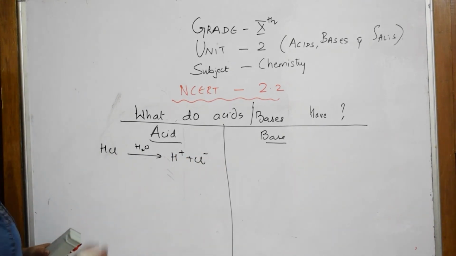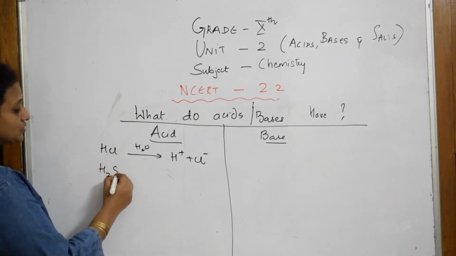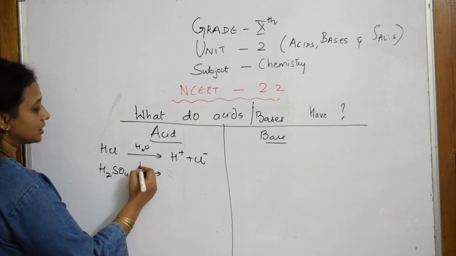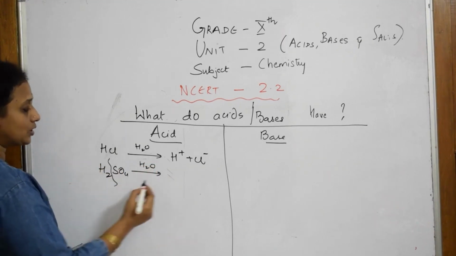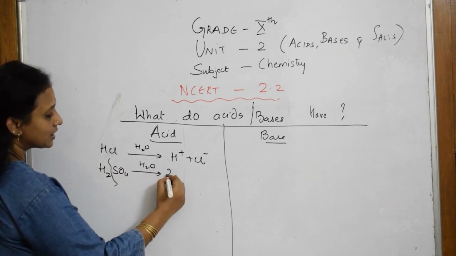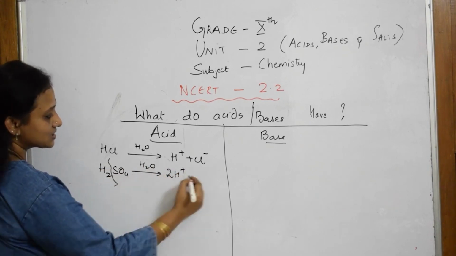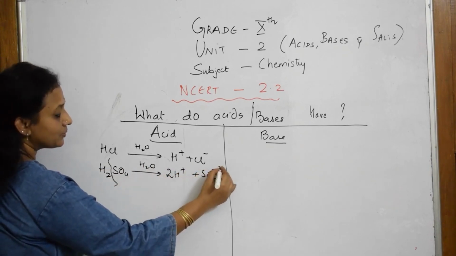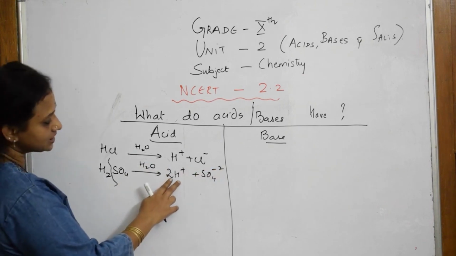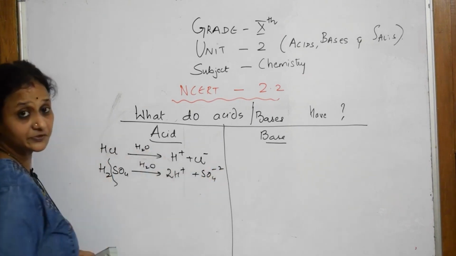Let us take one more acid, H2SO4. When you dissolve it in water, this will break up into two ions, so it will become 2H+ and SO4 2-. Ma'am, why 2? Because here the two positives should get cancelled with the two negatives.